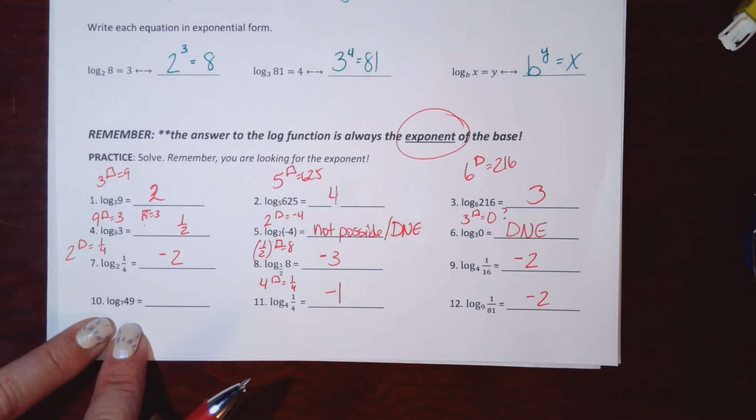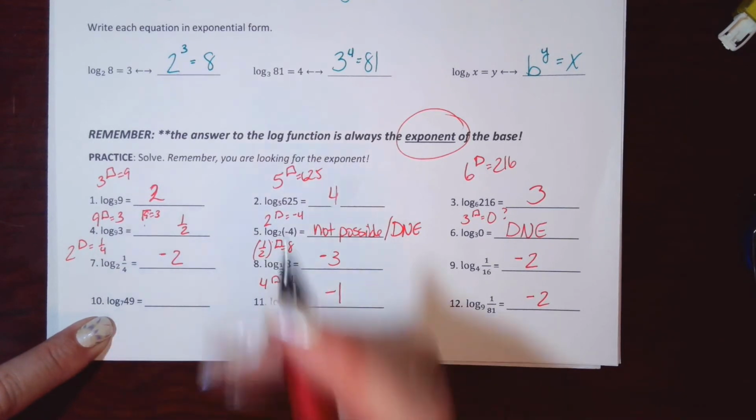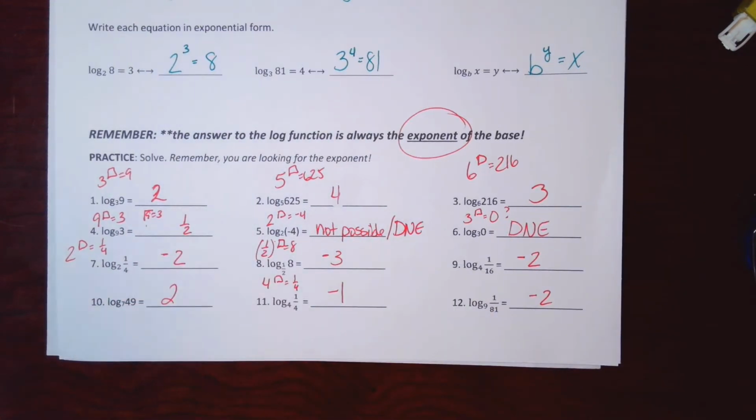This is my last one. What is the exponent of 7 that gives me 49? Well, 7 squared is 49.